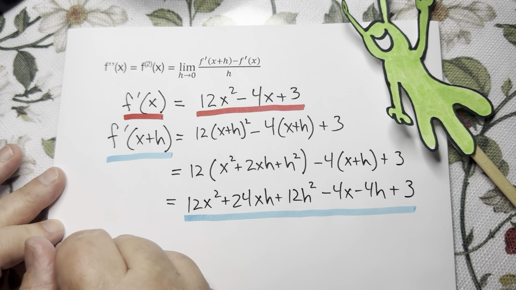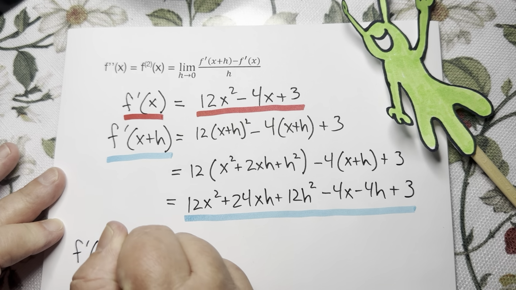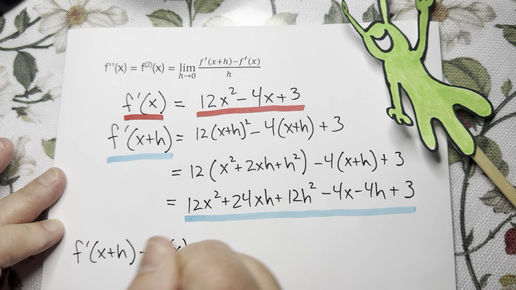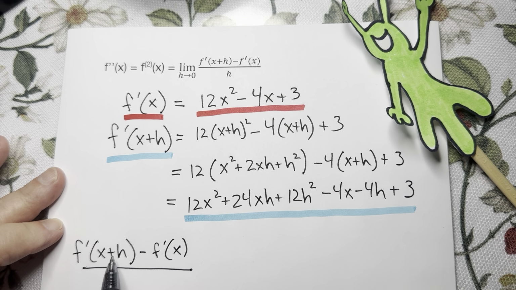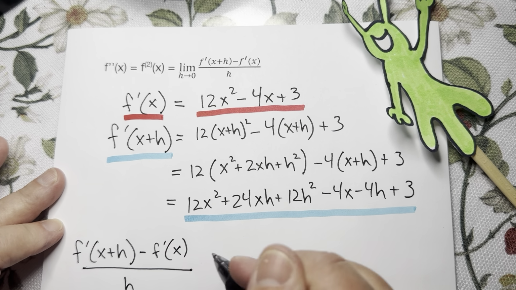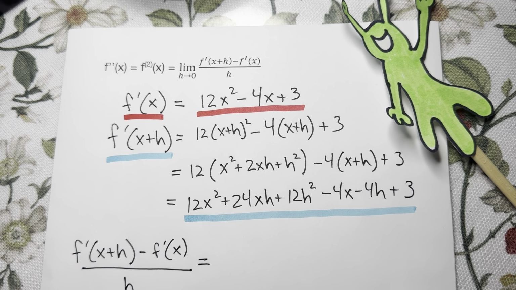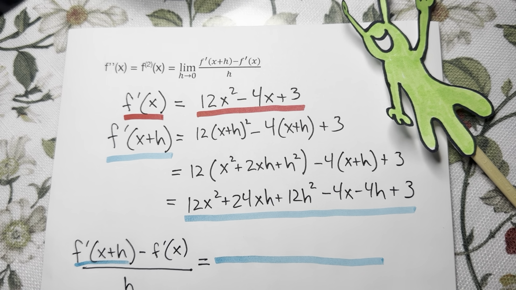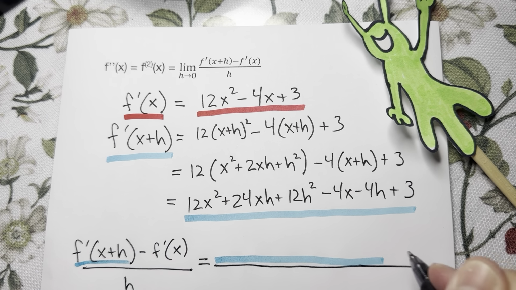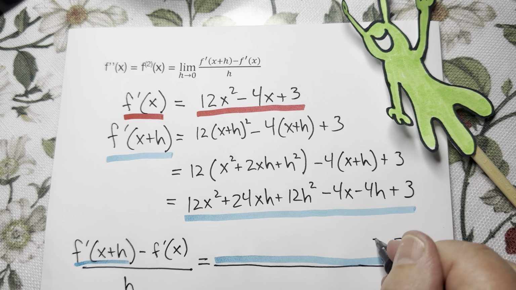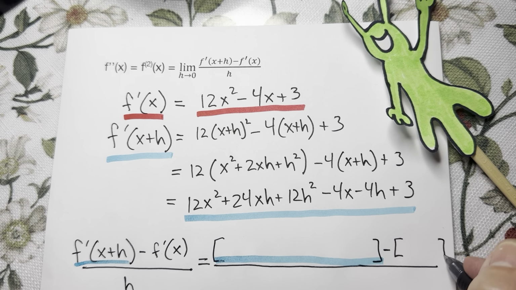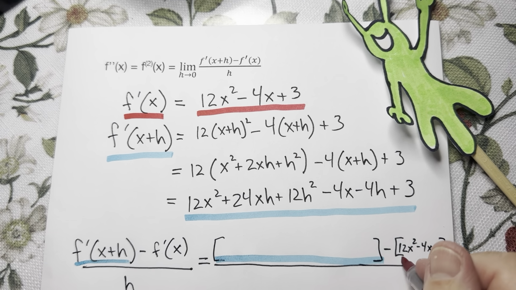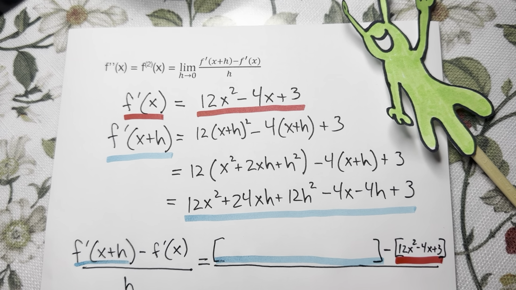And then remember what we have to do. We have to find the difference quotient: f prime at x plus h minus f prime at x, all divided by h. And first we'll have this long one. Oops, hopefully I left enough room. Fingers crossed. And then we'll do the little short one. Hopefully I have the original, the OG, 12x squared minus 4x plus 3. That's the red one. That's the plain version. And then put the whole thing over h.